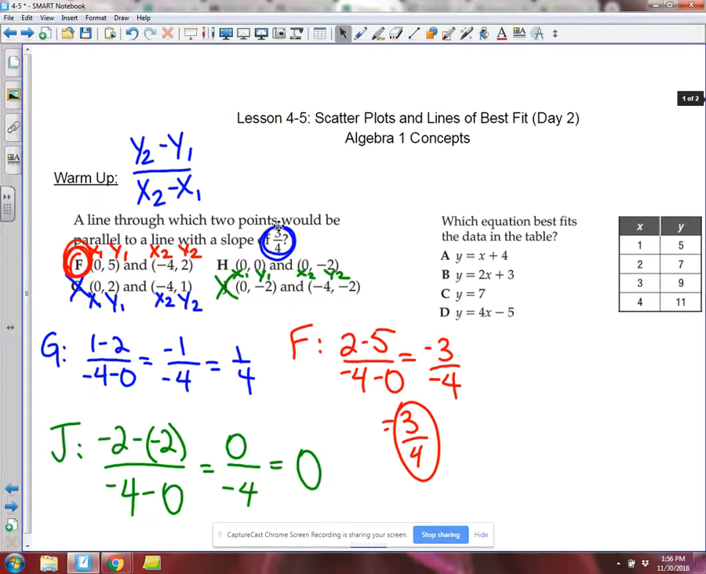Which equation best fits the data in the table? Wait a second, it says best fits. What does that remind you of? Best fits. What is that? A scatter plot, right? A line of best fit? How do we find our lines of best fit these days?